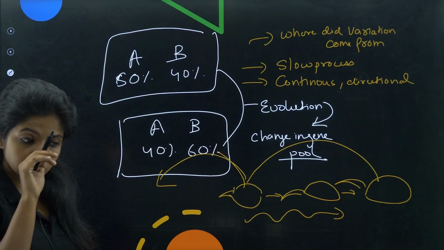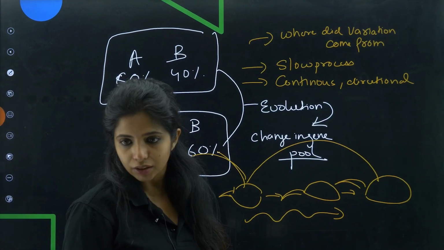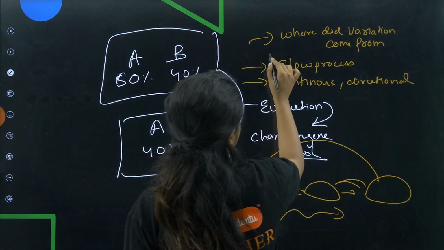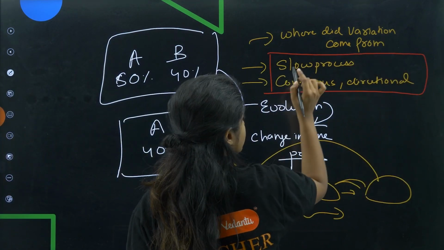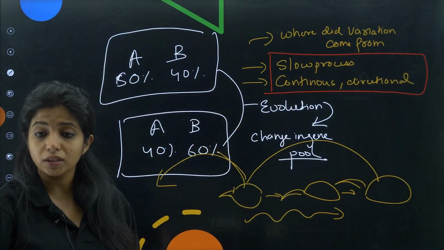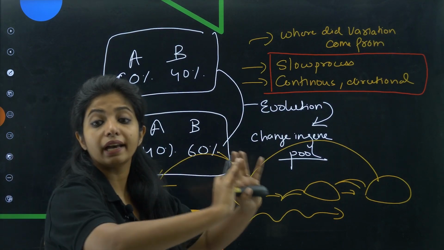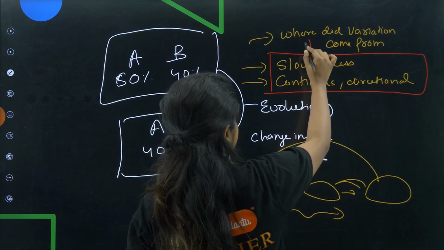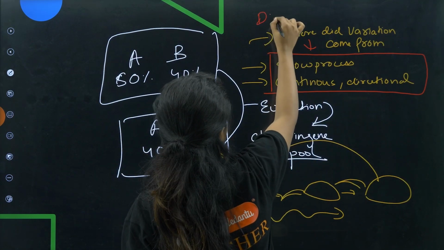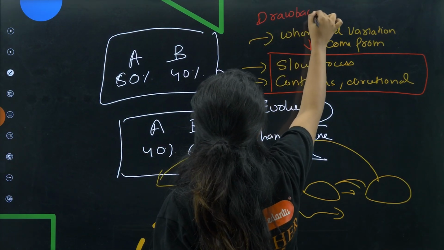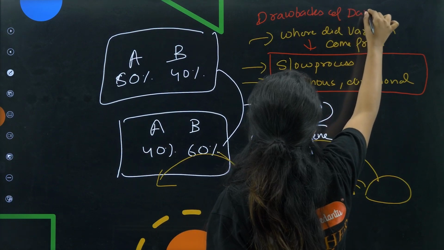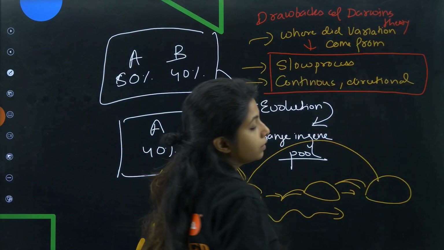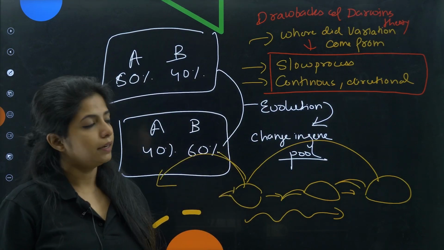So this was a big problem according to other scientists. You have to remember this, it is very important. These are the problems. He said that it was a slow process, a very continuous, very directional process, and he did not know about variation, where the variation came from. These are the drawbacks of Darwin's theory.